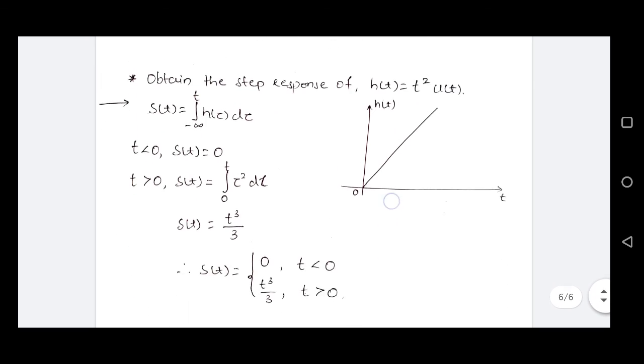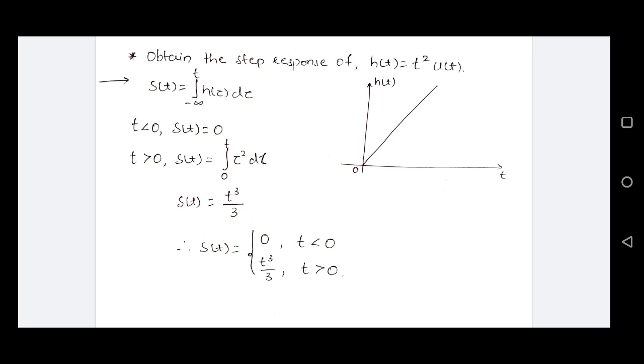And the statement for the last problem of the day is, obtain the step response of impulse response h of t equals t square u of t. The impulse response is the square of the ramp function, but it will exist from 0 to infinity only because of this u of t. So using the step response expression, s of t equals integration from minus infinity to t of h of tau d tau. For t less than 0, step response will be equal to 0 because impulse response is 0. There is nothing to integrate.